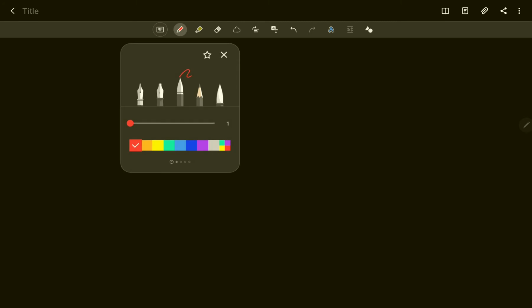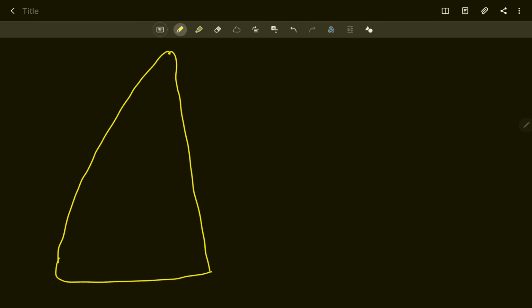So let's draw the schematic representation. First, I'm drawing the right lung. This is the right lung. Now you can see segment 1 here. Now segment 2, segment 3.